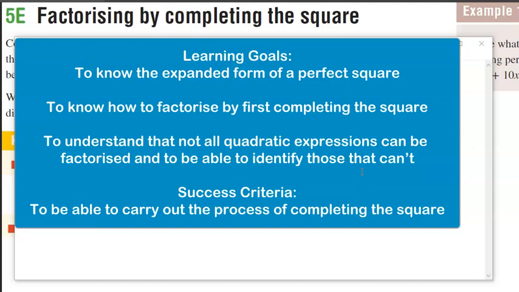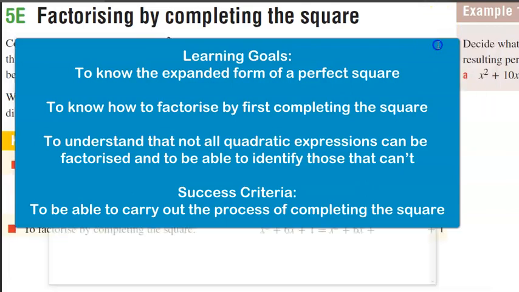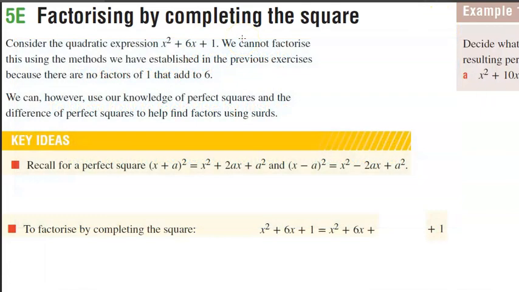The success criteria for this lesson is to be able to carry out the process of completing the square. Just like all the other previous exercises, completing the square is a tool in itself in order to factorize a certain expression when we get into a certain scenario.